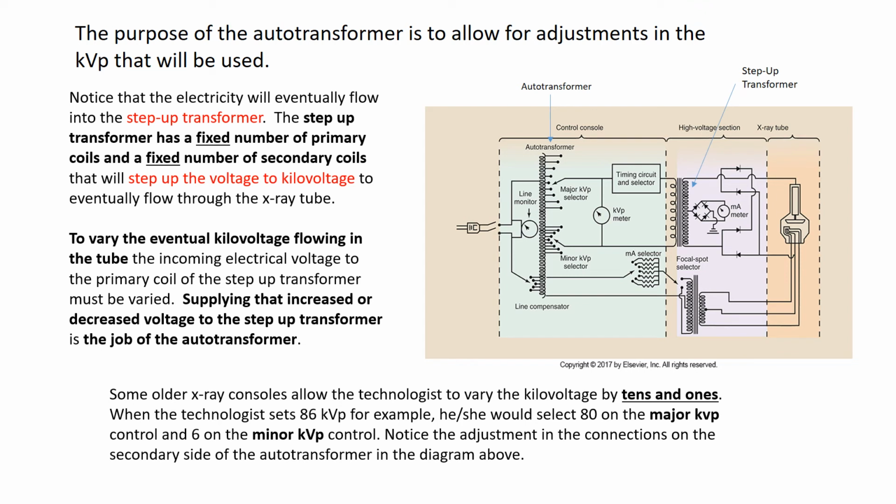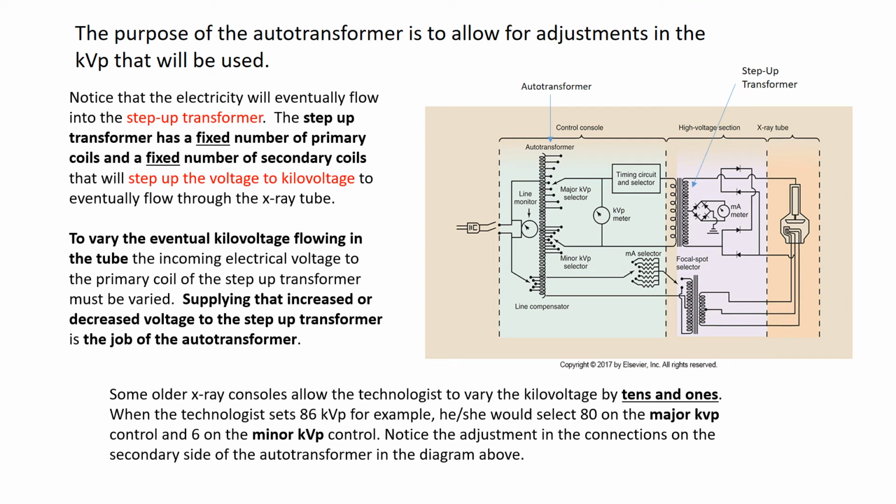Some older X-ray consoles allow the technologist to vary the kilovoltages by tens and ones. So for example, on an older piece of equipment, if you're going to set up 86 kVp, you would have to select 80 and then you'd have to select 6. It would be 2 different dials.